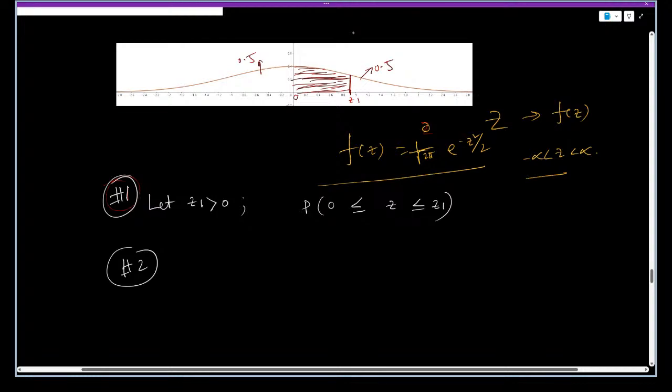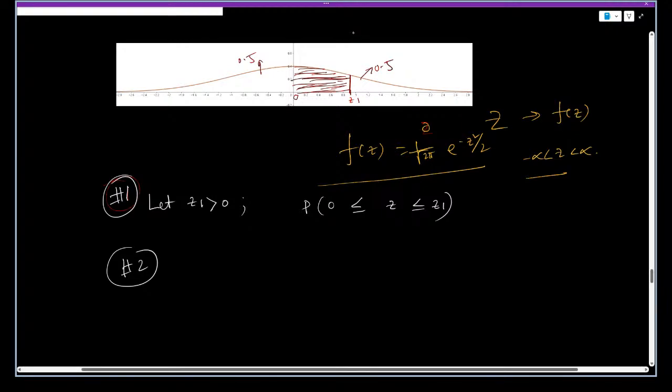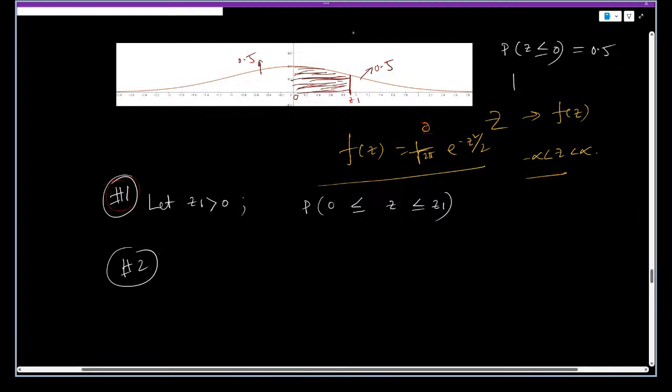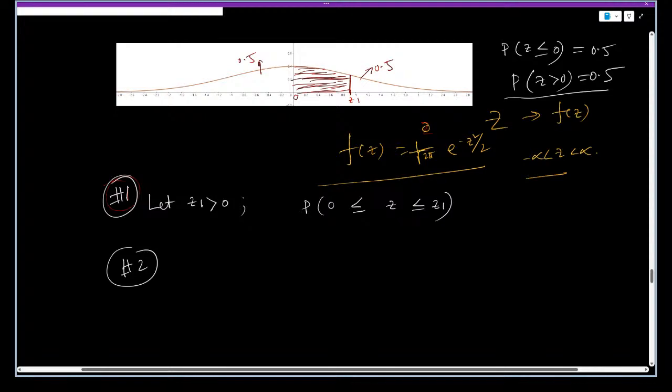Before I proceed to the next one, if you want to say P(Z ≤ 0), symbolically, this will represent the area on the left side of the origin. This is 0.5, and P(Z > 0) is also 0.5. Okay?